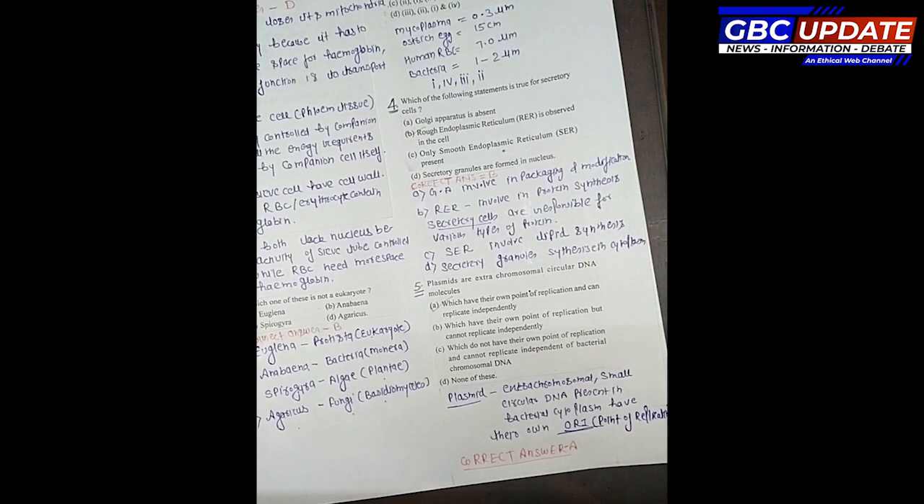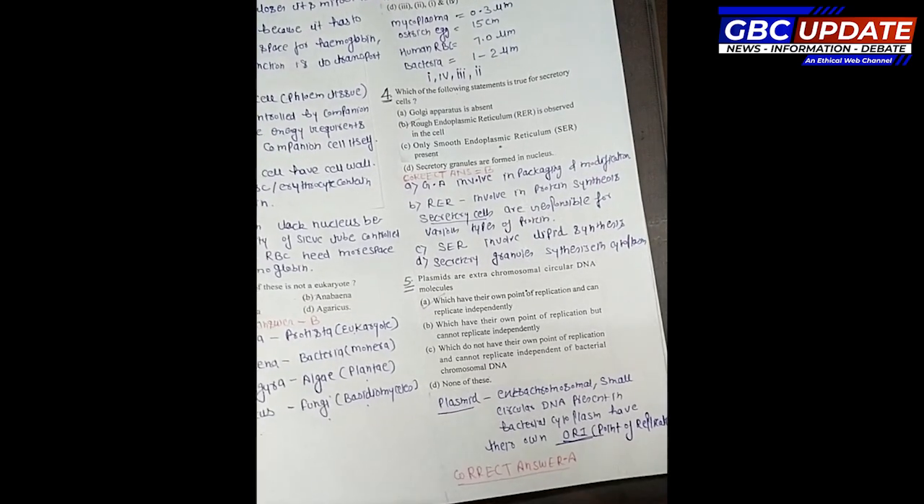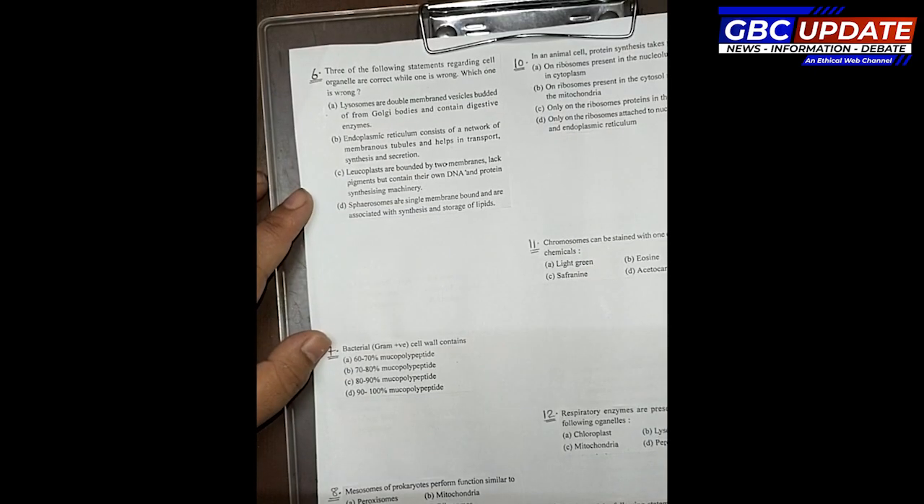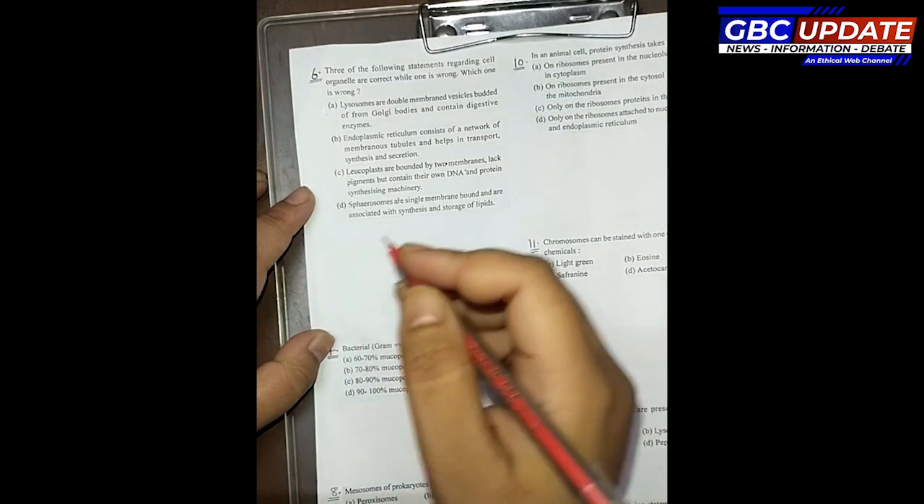So moving on to the next question. Three of the following statements regarding the cell organelle are correct while one is wrong. Which one is wrong? So we are going to answer this.